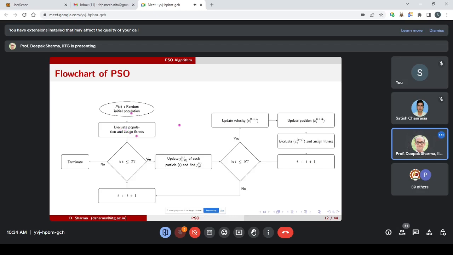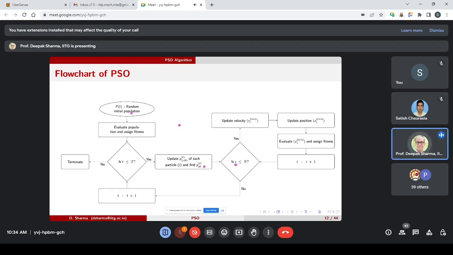Then comes the first decision box, which is based on the number of iterations. Suppose t is smaller than T, yes, then we are going to update the local best. And after finding the local best, we will find the global best in iteration t. Then we will run a loop for all the particles. So suppose we have n particles in a population or a swarm.